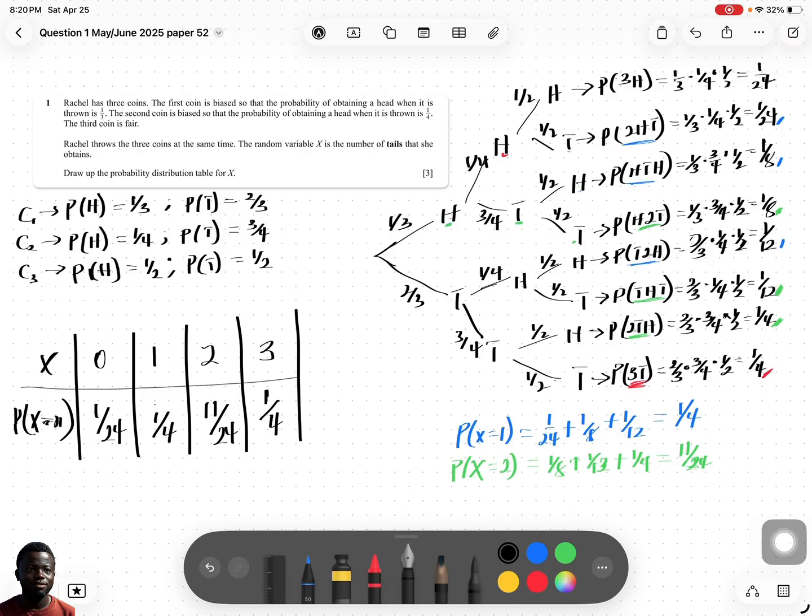One out of 4. Now, this, as we have right here, is our probability distribution table as required by the question. So by doing this, you end up with 3 marks, and this is one of the simplest questions you can come across so far as probability and statistics is concerned. Okay, so this brings us to the end of this question, or this solution, let me put it this way.